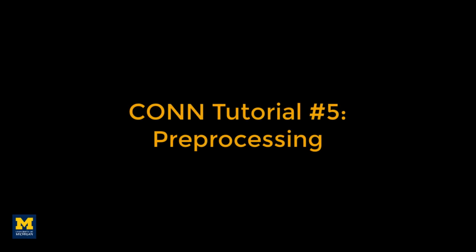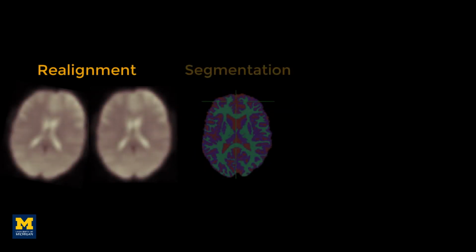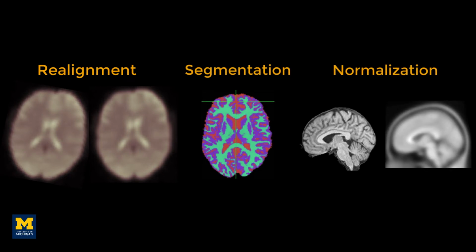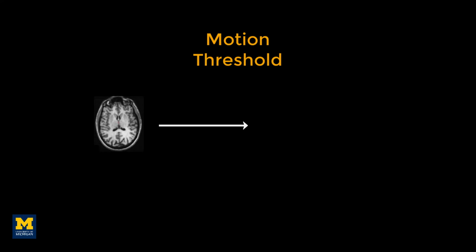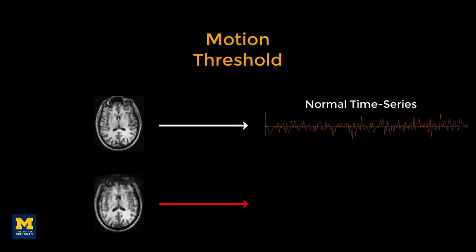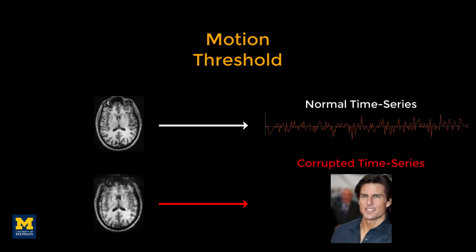Preprocessing a resting state dataset is similar to how you preprocess a task-related dataset. You do the same steps of realignment, segmentation, normalization, and so on. The main difference is in the motion threshold. Resting state datasets are notoriously susceptible to motion-related artifacts. Even small movements can introduce spurious correlations.